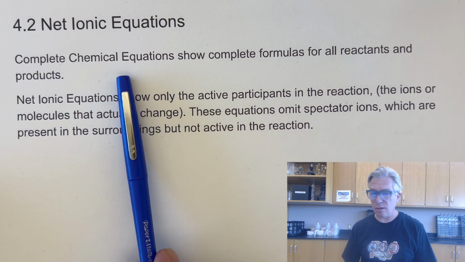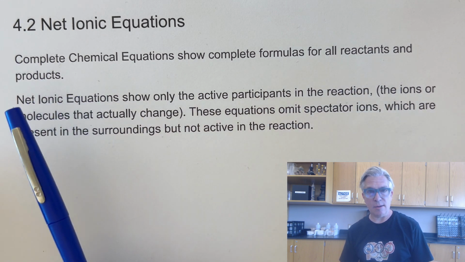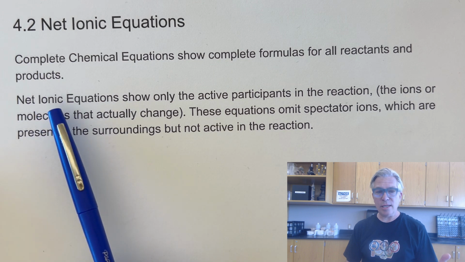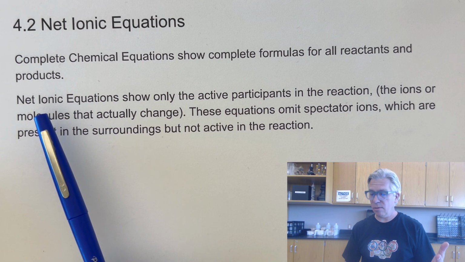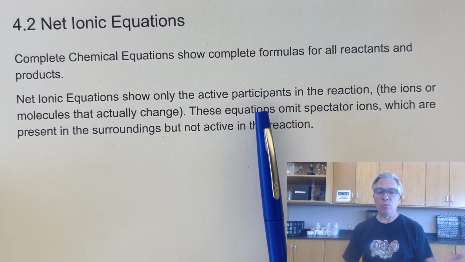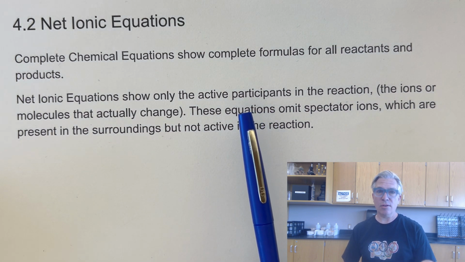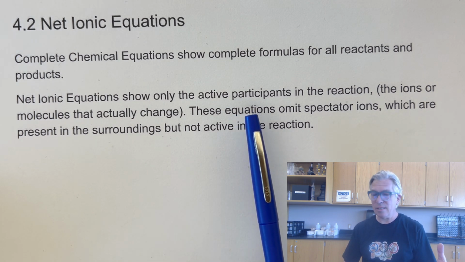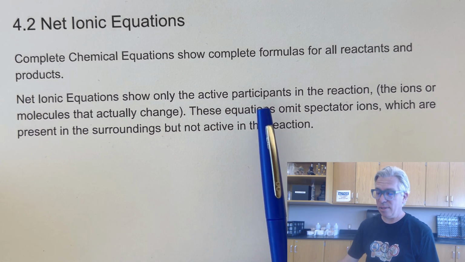Complete chemical equations are the ones we start out learning about. They show the complete formulas for all reactants and products. And that works great as we're beginning chemists and moving along. Then we get into net ionic equations. Net ionic equations are what happens when we show only the active participants in the reaction. We might dump a bunch of stuff together and only some of them do anything, and the other ions or atoms or molecules that are there are just not participating. They're spectator ions. I lovingly call them loser ions because nobody wants to hang out with them at this point.